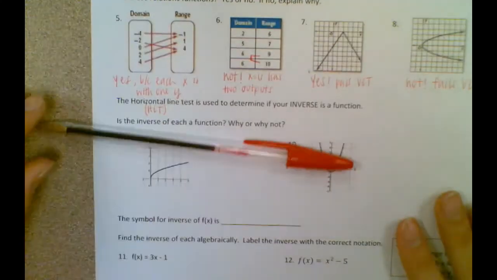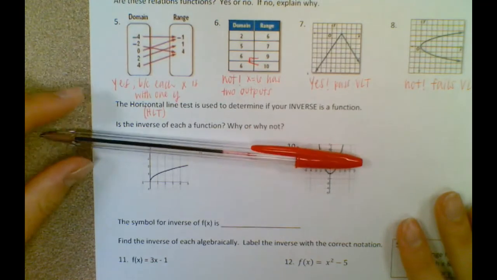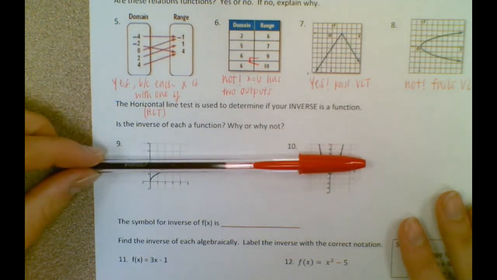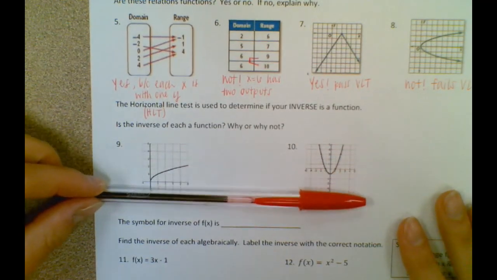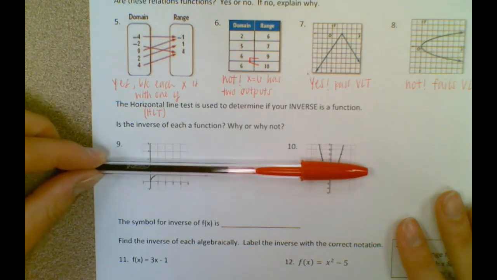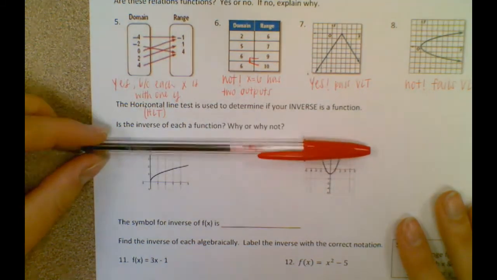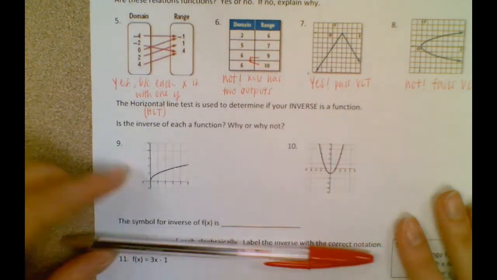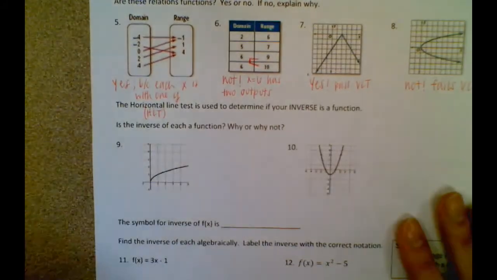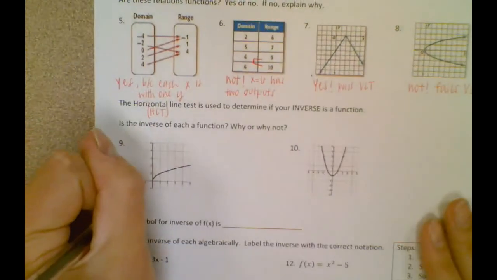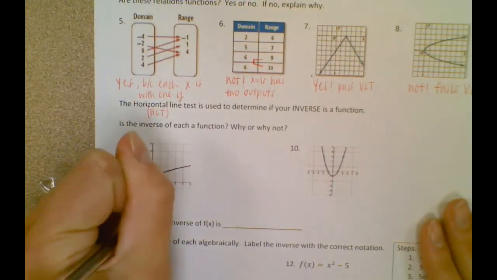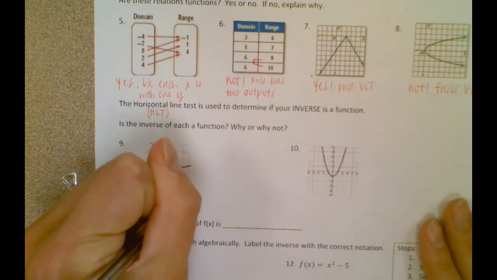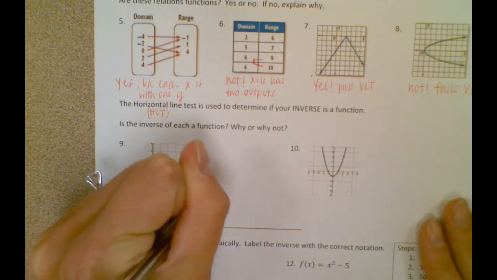But, okay, so horizontal line test, it's going to go this way, right? This is horizontal. So looking at this graph, if I put my pencil through it, the function only passes through my pencil one time at each y value. So the inverse is a function because it passes the horizontal line test.